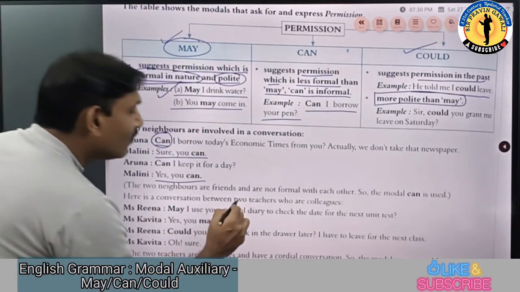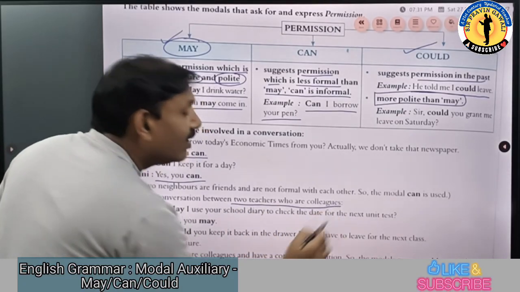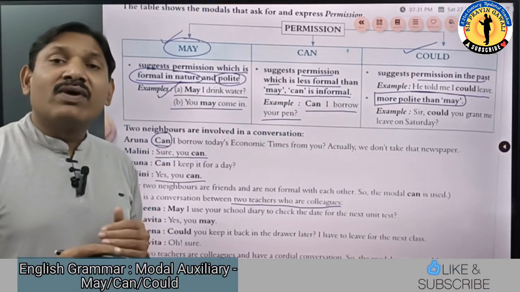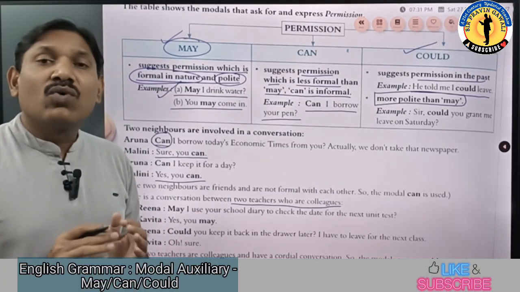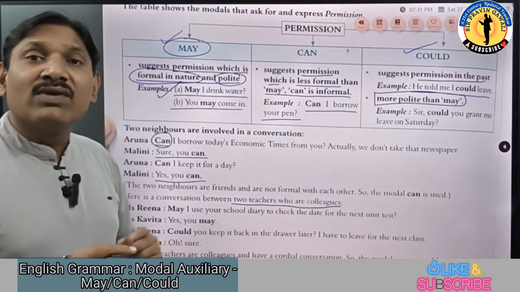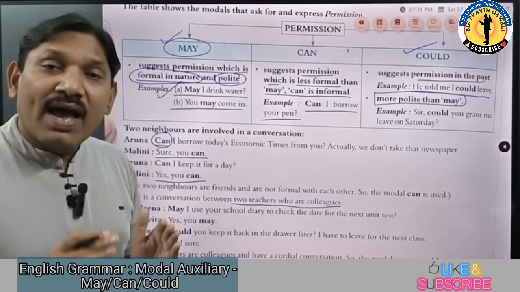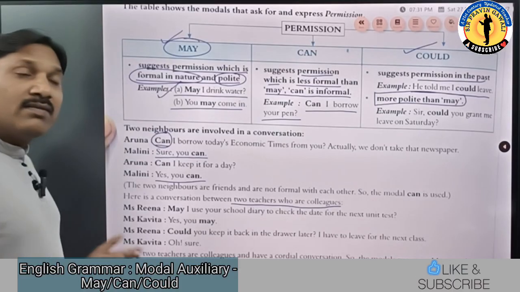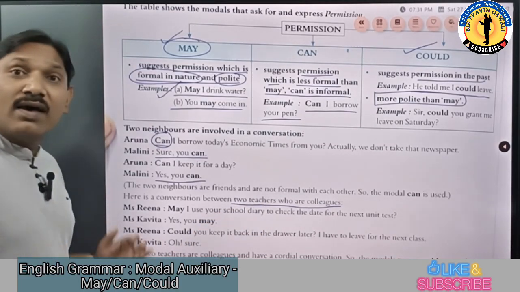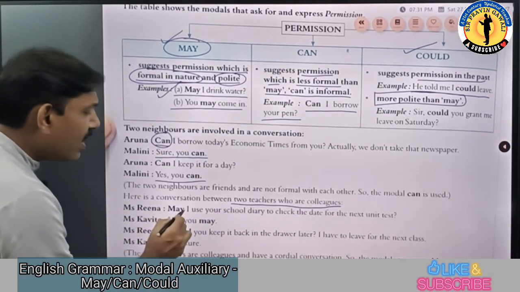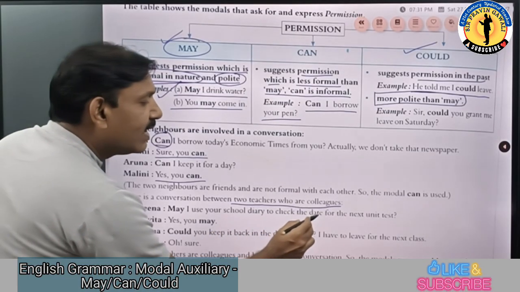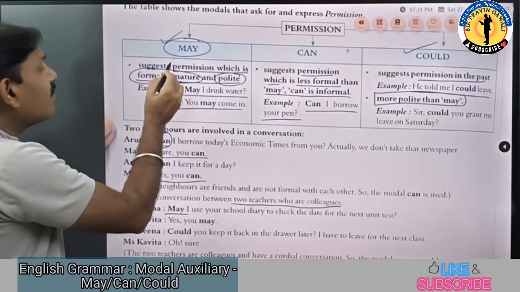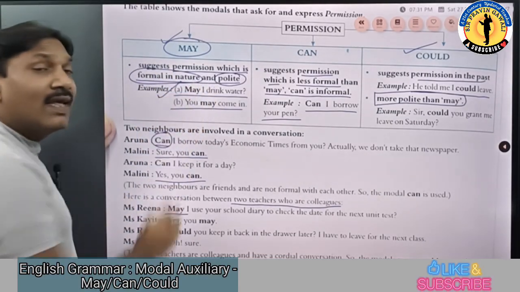Here is the conversation between two teachers who are colleagues. When we work at an office place, when we speak with our colleagues, co-teachers, co-officers, what kind of language should we use? It should be more polite as well as more formal. Students, see, now it is a conversation between two teachers who are colleagues. Miss Reena, may I use your school diary to check the date for the next unit test? So may is used. And when do we use may? When it is formal in nature as well as polite.